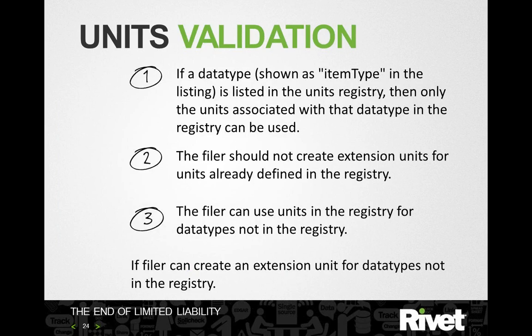And finally, you can use units that are in the registry for different data types that are not in the registry. So let's say you created an extension element and it had a different type on it, for example a decimal item type. The decimal item type is not defined in the units registry, so you could use any unit that's in the unit registry. So if we go to the next slide, we'll have a look at what the unit registry looks like.